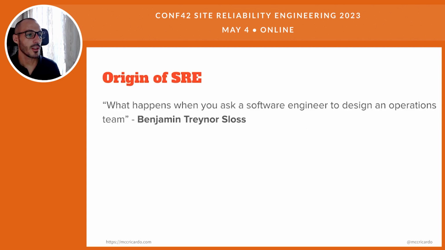So in 2003, facing massive growth, Google needed a unique way to manage their operations. Having just joined the company, Benjamin Treynor Sloss, currently VP of Engineering, was tasked with running a production team to face these new challenges. Treynor Sloss defines his team's approach as what happens when you ask a software engineer to design an operations team. So this team evolved and matured into what today is known as site reliability engineering.